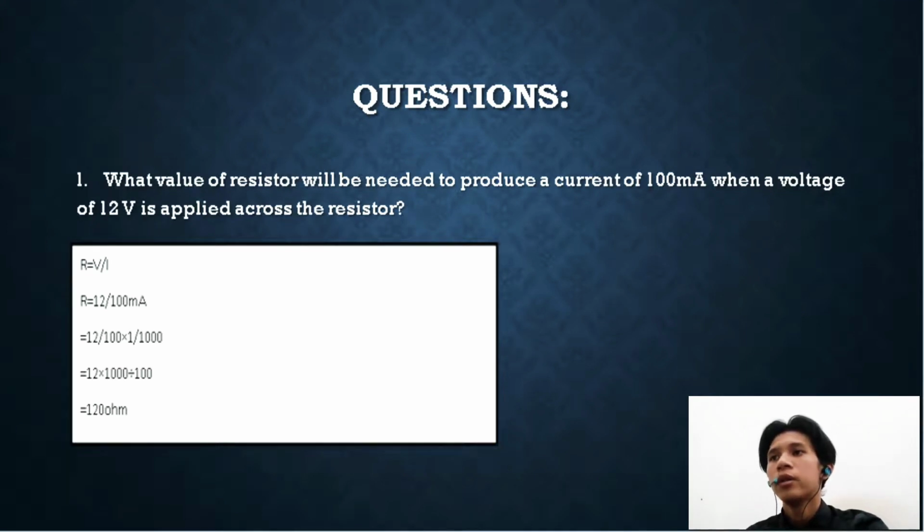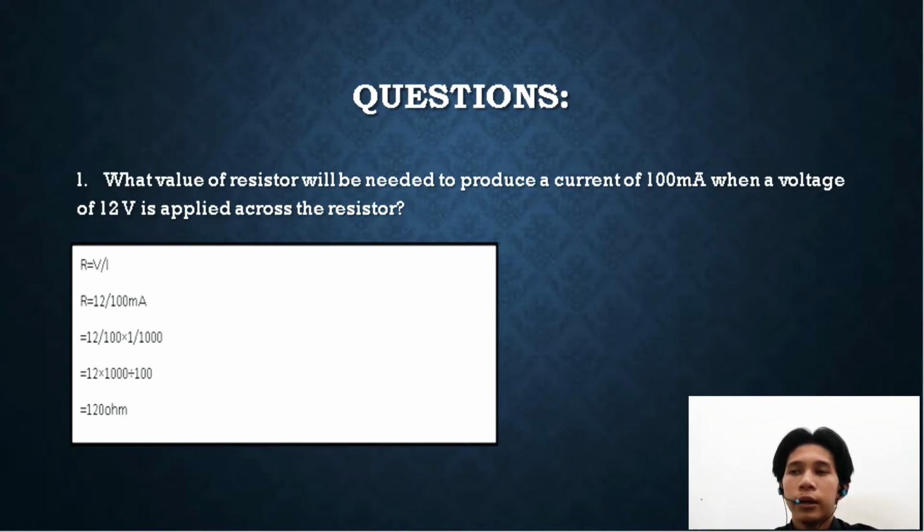Question: what value of resistor will be needed to produce a current of 100 mA when a voltage of 12 volts is applied across the resistor? The formula is R equals V per I. R equals 12 per 100 mA. 12 per 100 multiply 1 per 1000. 12 multiply 1000 per 100, and we get the value is 120 ohms.